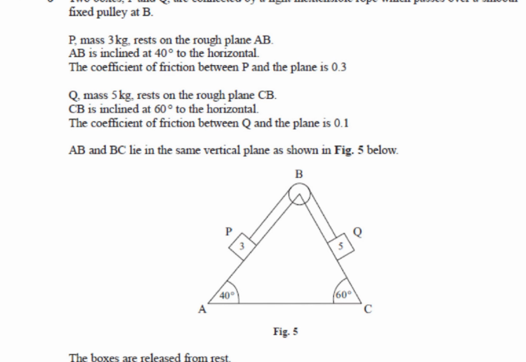Now, in this question, it says the coefficient of friction between P and the plane is 0.3. I'm just going to write that in. So mu on this side is 0.3, and on this side it says the coefficient of friction between Q and the plane is 0.1.